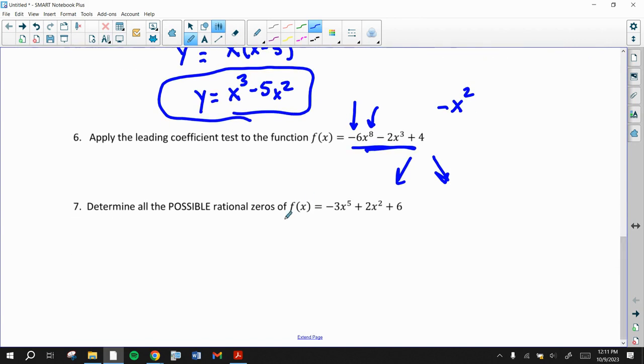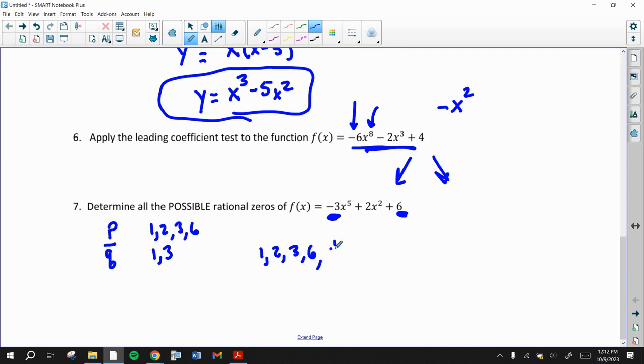Number 7, the possible rational zeros are all factors of p over q. P are the factors of the last term, which is 6. So it's 1, 2, 3, and 6. Q are the factors of the first term, which is negative 3 or positive 3. It doesn't matter. We're going to use the plus or minus anyhow. So that's 1 and 3. So all possible combinations of P over Q would look like this. 1 over 1, 2 over 1, 3 over 1, 6 over 1, and then put them all over 3.